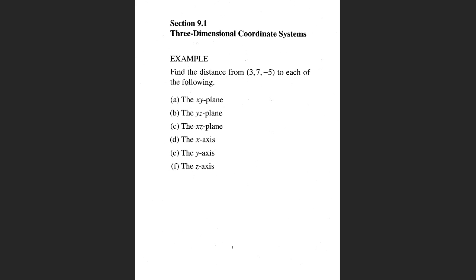Now we're dealing in three-dimensional coordinate systems. Here's a coordinate, (3, 7, -5). The first value is the x coordinate, 3 is the value of x, 7 is the value of y. So x and y are exactly as you're used to seeing. And then we have this third coordinate, which is your z coordinate. And the z coordinate is for going up and down.